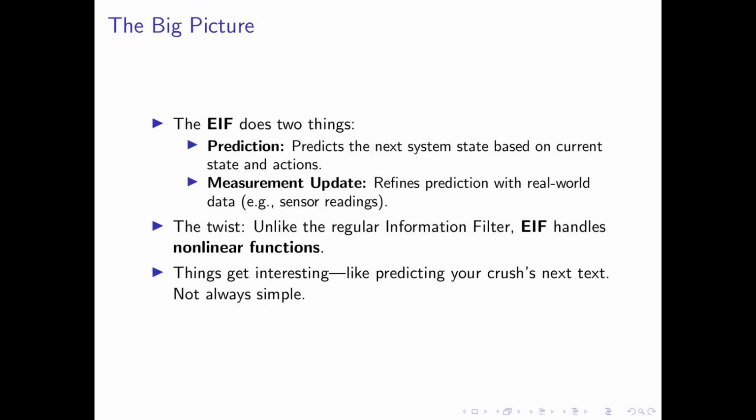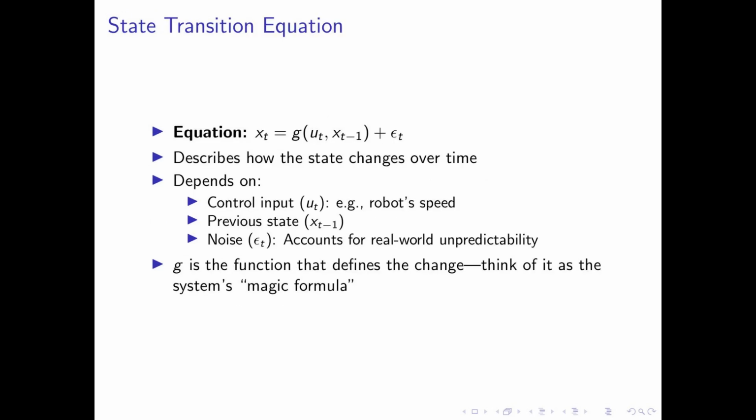The big picture. The EIF does two main things. Prediction: it guesses where the system, like a robot, will be next, based on where it is now and what it's doing. Measurement update: it fixes its guess using real-world data, like sensor readings. But here's the twist. Unlike the regular information filter, the EIF has to deal with non-linear functions. That's where things get spicy, like trying to predict your crush's next text. It's not always straightforward.